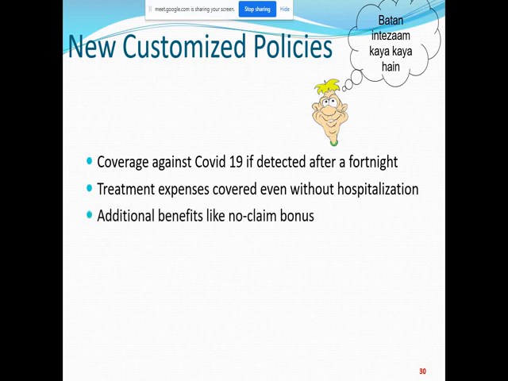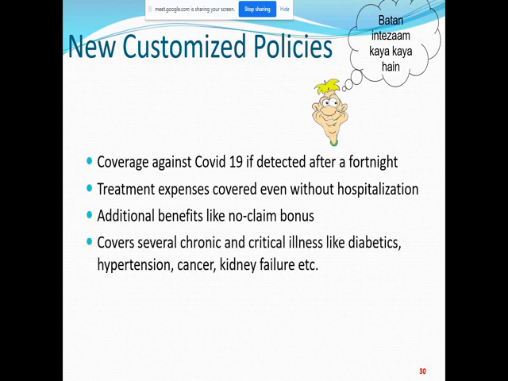Any additional benefits like no claim bonus. Suppose I insure and I don't get COVID, or my family members do not get COVID, we remain safe. So at the end of a period, say 1 year or 2 years, if I could get something back from what I actually invested, then it would be to my benefit. So some companies were also offering that if there are no claims, then you get a bonus.